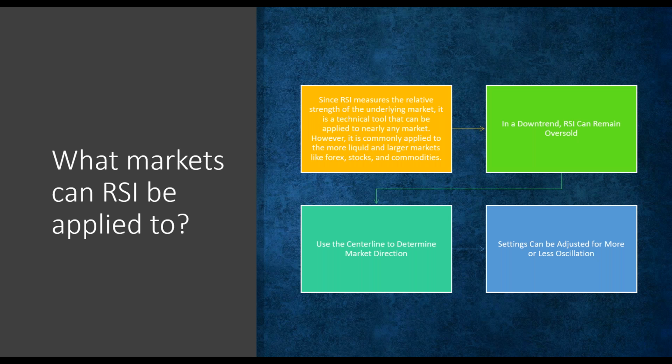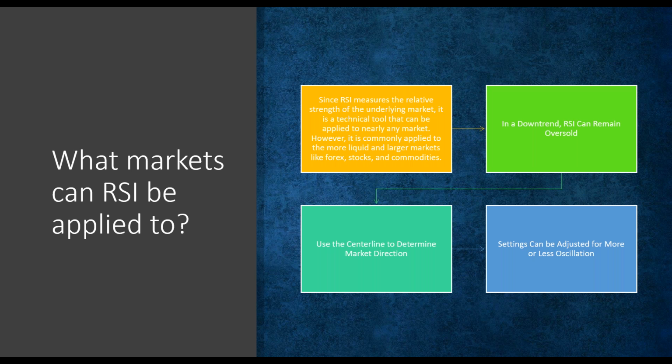Now, since RSI measures the relative strength of the underlying market, it is a technical tool that can be applied to nearly any market. However, it is commonly applied to more liquid and larger markets like Forex, stocks, and commodities. RSI also happens to be a very good indicator for cryptocurrency.